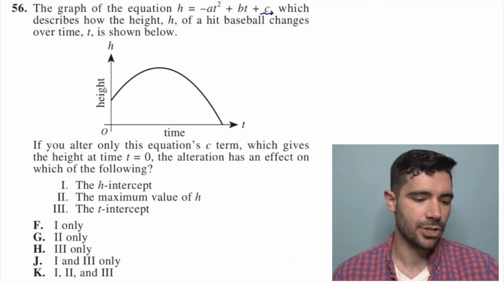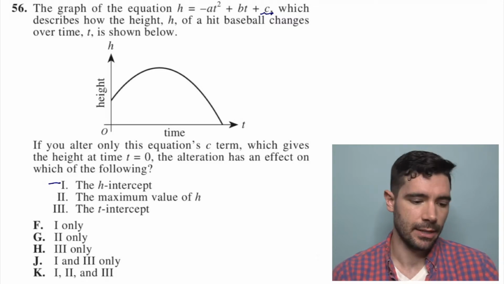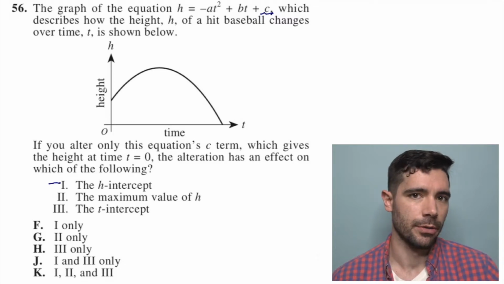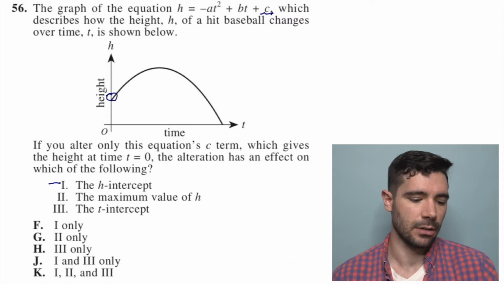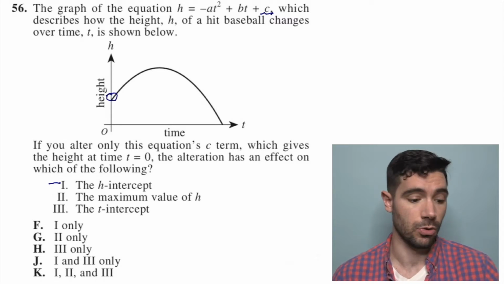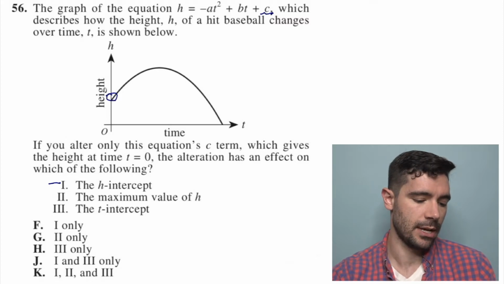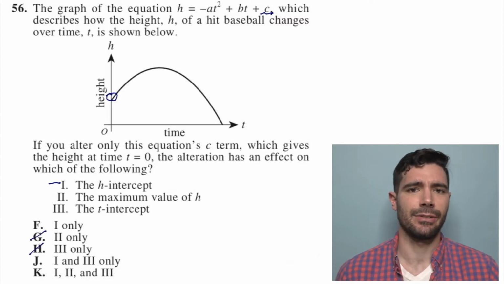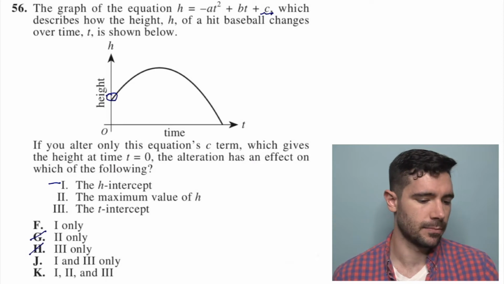Number 1 says the h-intercept. And that would be, again, how tall the ball is at time t equals 0. So yeah, that's exactly what I changed. So I definitely want to include Roman numeral 1. So the answer is not G and not H. I got it down to 3 answer choices. I've barely done anything. Okay.